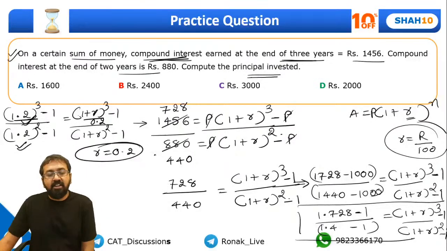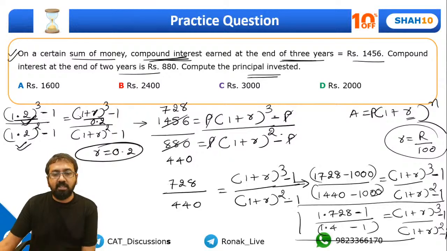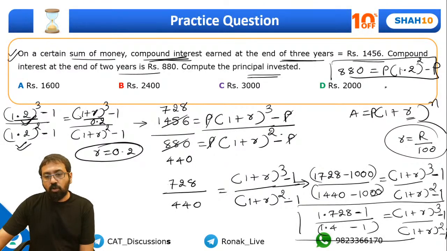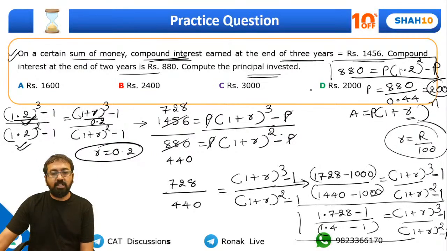Yeah, once I got my rate of interest, I can easily find out my principal, isn't that? So what will be my principal? So let me take the 2 years case, 880 is equal to principal into 1.2 square, minus principal. This is what we know. And if we solve this thing, we will get principal is equal to 880 divided by 1.44 minus 1, 0.44. So if you solve this thing, you will get this as 2000, right? Your answer will come out to be 2000.